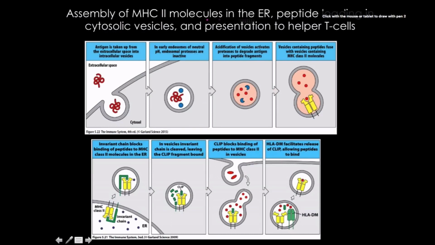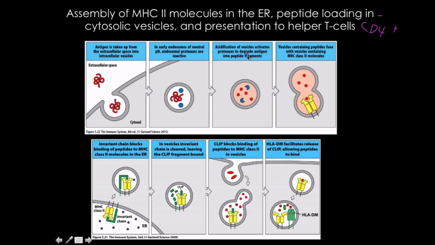So for MHC class 2 molecules, the peptide loading is taking place in what are known as cytosolic vesicles, if you could think about that, and presentation is for the helper T cells, the CD4 positive T cells. So the antigen is going to be taken up in an intracellular vesicle, undergoing phagocytosis, fusion with a lysosome, pH changes, things like that.